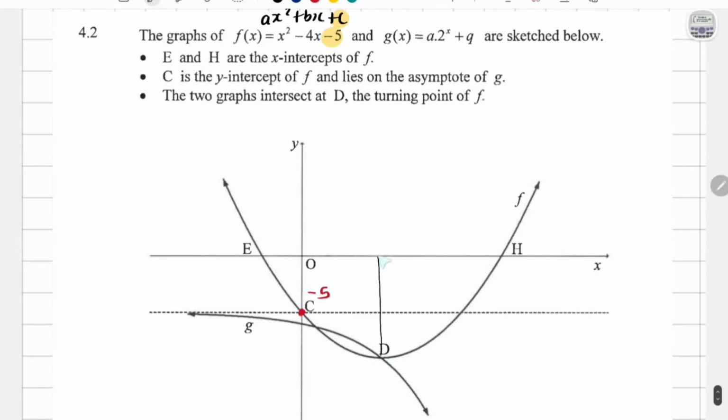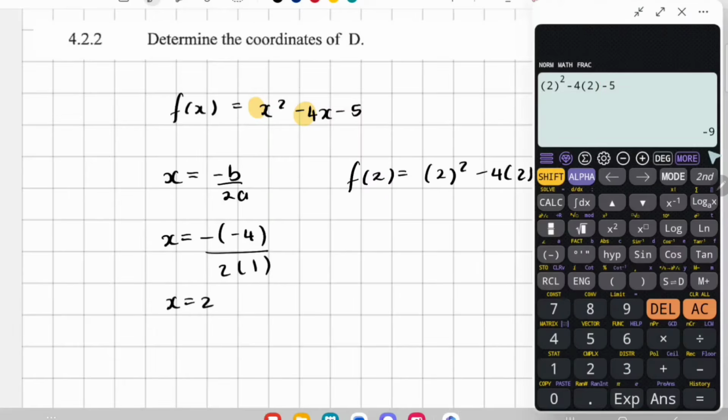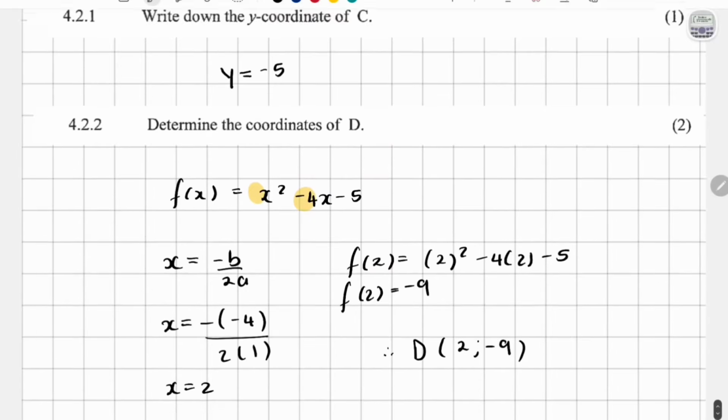So if the x value is 2, to find the y value, just substitute this 2 into the equation of this graph and it will give you the y value. So we're just going to take 2 and substitute it into f of x. So we're saying f of 2 is equal to 2 all squared minus 4 times 2 minus 5. And you can substitute this into the calculator. And we get negative 9. So f of 2 is equal to negative 9. And so the coordinates of d is 2 and negative 9. Okay, so that is 4.2.2.